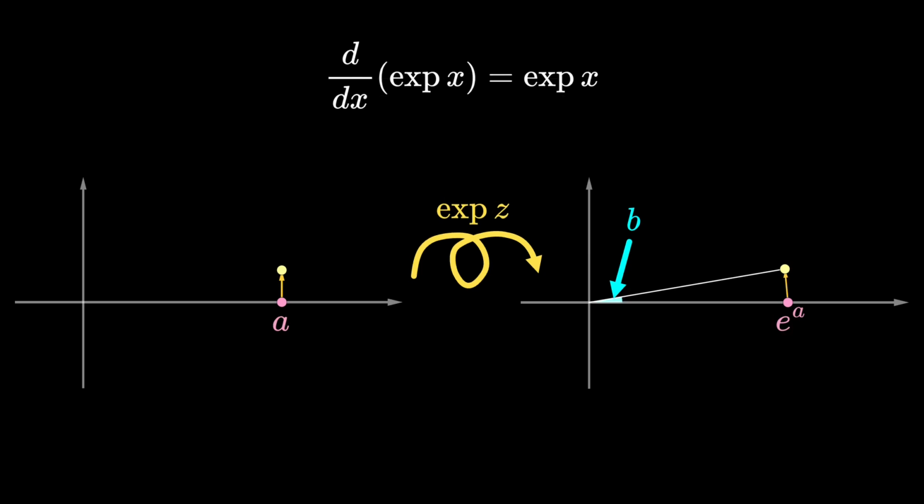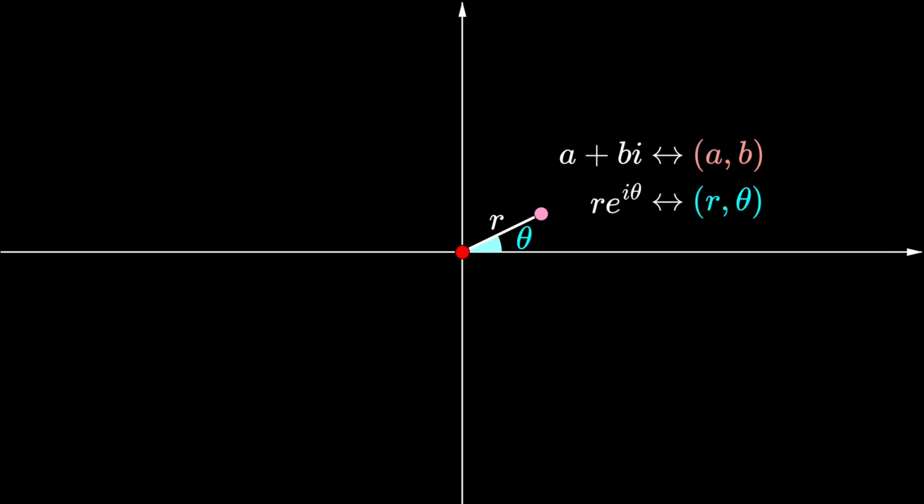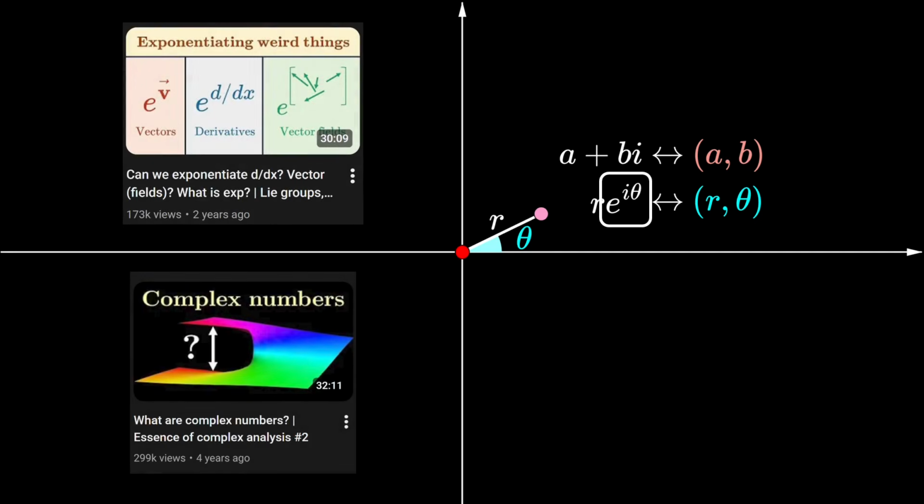Here's everything you need about complex numbers for this video. Every complex number a plus bi corresponds to a point (a, b) on the plane. You can also use polar coordinates to describe this point. With coordinates (r, θ), the complex number can be written as r e^(iθ). If you're wondering why the exponential comes up, there are a couple of videos on my main channel about this.